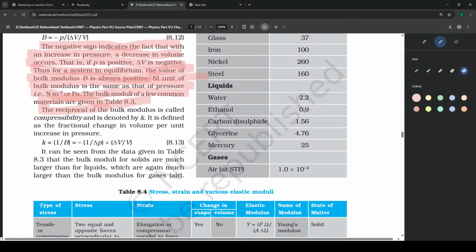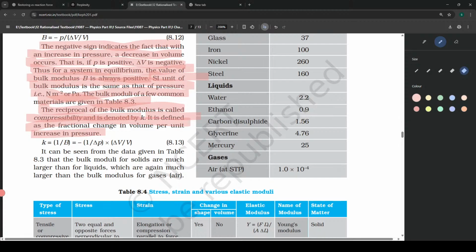The reciprocal of the bulk modulus is called compressibility and is denoted by K. It is defined as the fractional change in volume per unit increase in pressure. This is new compared to the other moduli. When we take the reciprocal of the bulk modulus, it is called compressibility and is denoted by K. It is basically 1 by B.